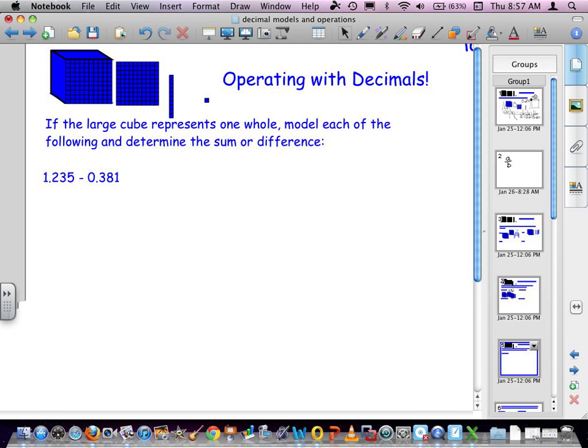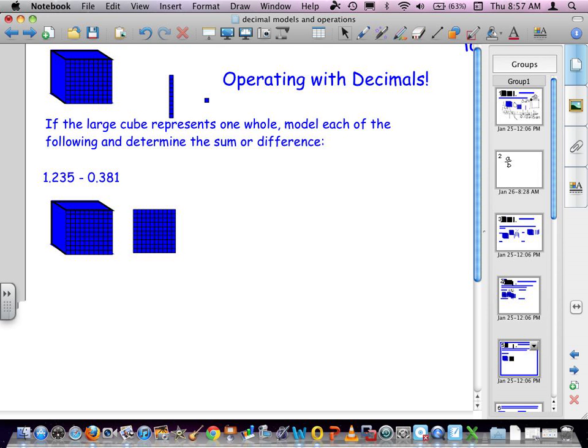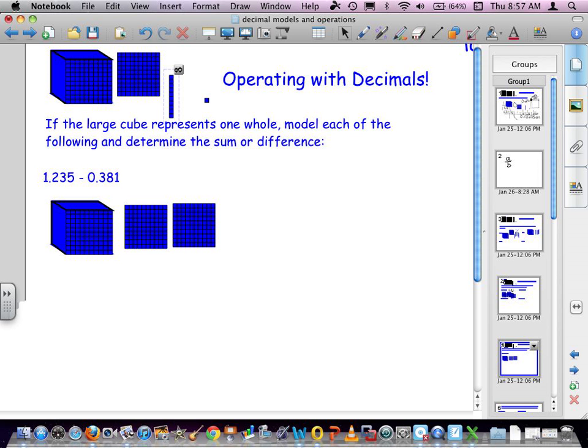0.381. How did you do that? Okay, so let's start with 1.2. Oops, forgot to change that back into an infinite corner. Okay, so we've got 1.235. What do we need to take away?